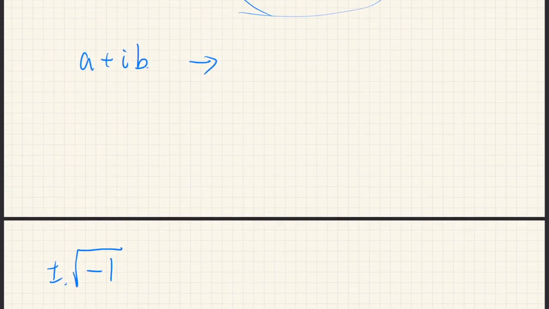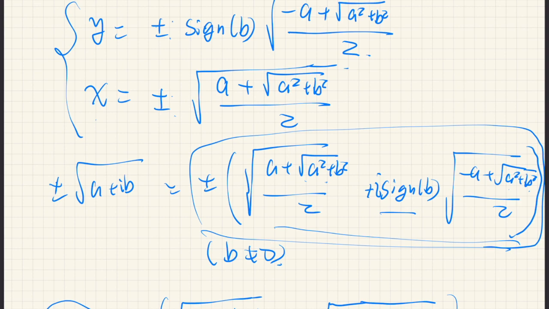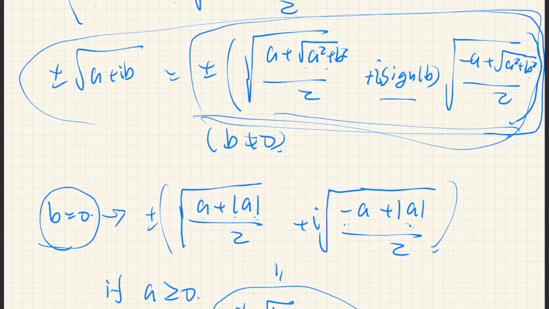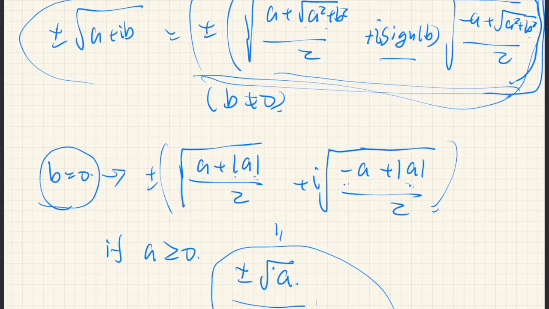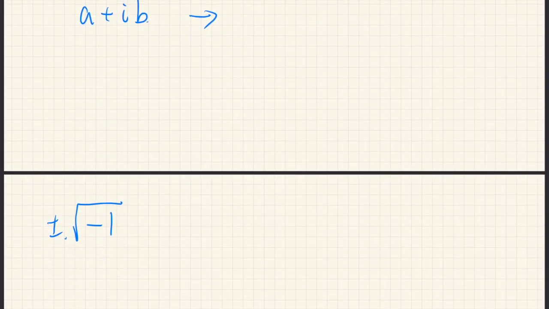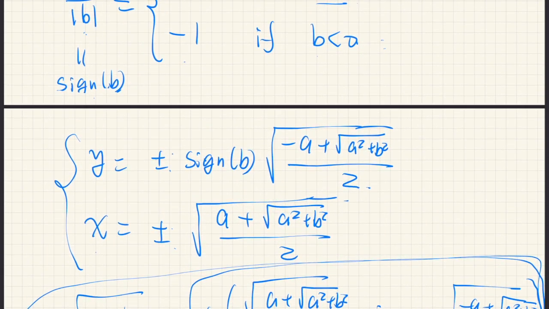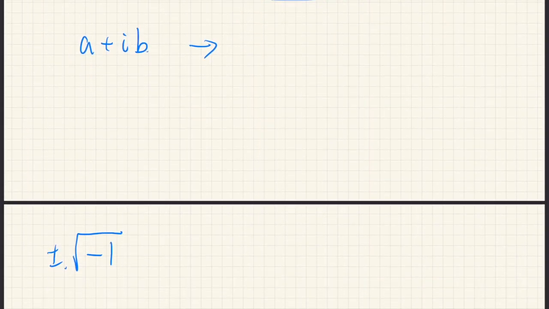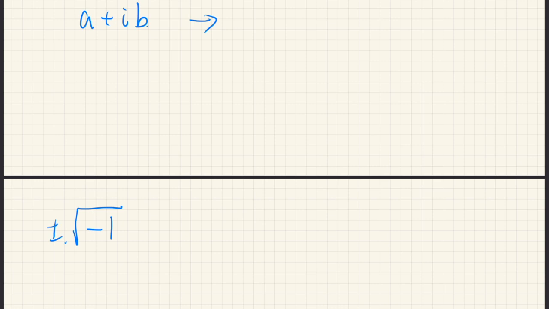Now let's see a few examples. First of all, what is the square root of negative 1? First let's just use that formula here, although I do not recommend memorizing this formula, because it is quite complicated and eventually you will forget. So I recommend just following this procedure every time you encounter the problem of finding the square root of a complex number.